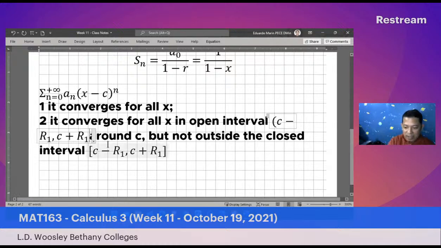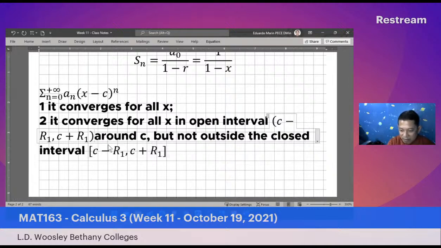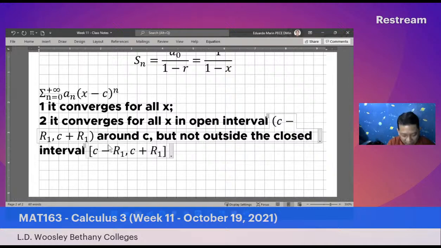Ayan. So, mananatiling close, yun lang yung sakop. Yung open, yun lang yung sakop ng convergence. Pag naging close na siya, hindi na pwede.